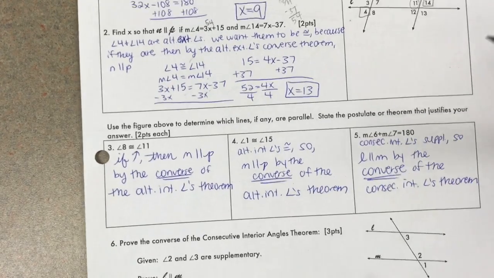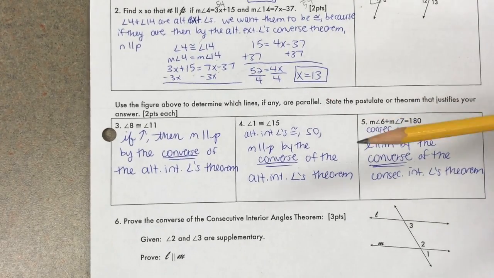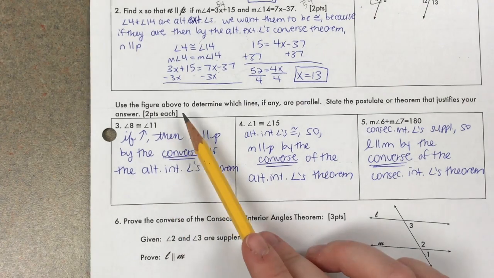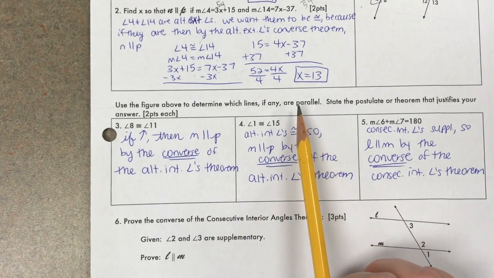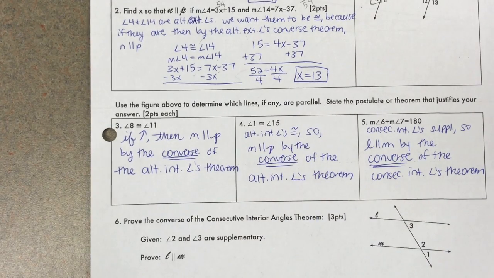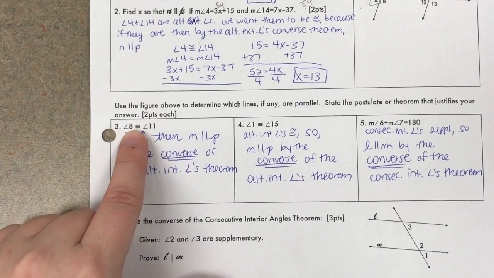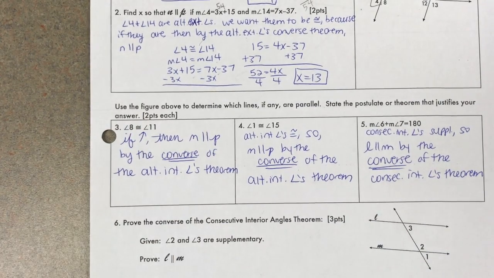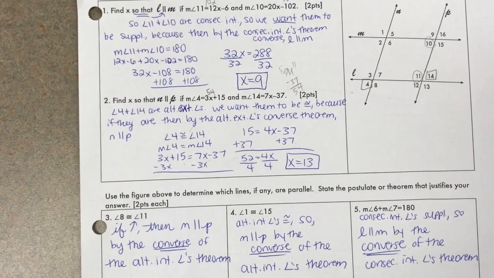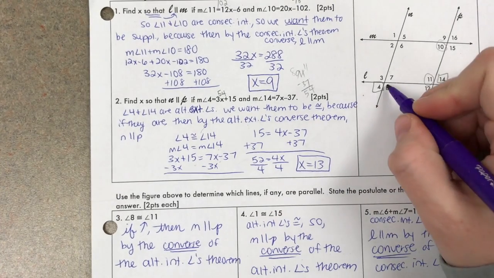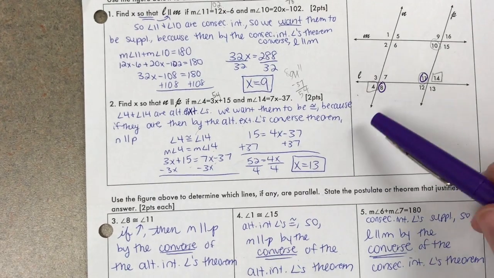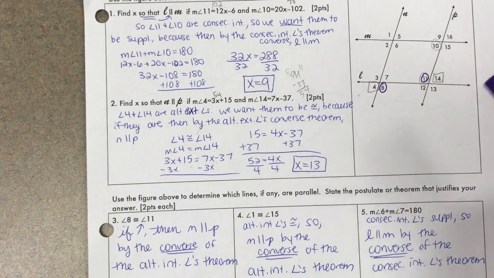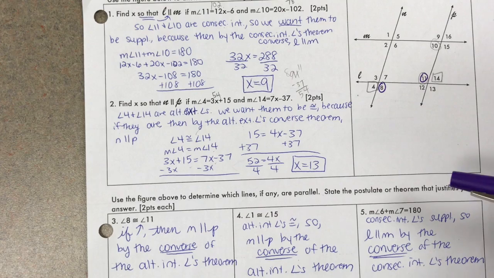All right, the next part's really important because we want to recognize what we're trying to do here. It says use the figure above to determine which lines, if any, are parallel. State the postulate or theorem that justifies your answer. So in this picture above, if I knew that angle 8 was congruent to angle 11, could I conclude anything was parallel? So 8 and 11, right here, right here. Those are alternate interior angles, regardless of whether these lines are parallel or not.